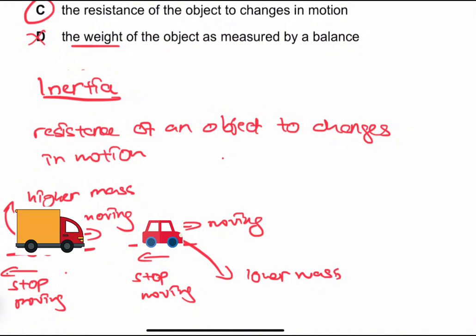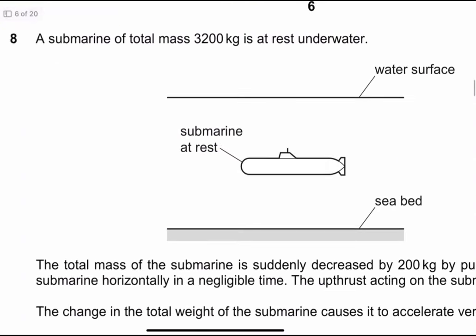So I like to think of mass as a measure of stubbornness, because inertia is just how stubborn an object is. It doesn't want to stop moving, it doesn't want to start moving. Very stubborn because it has a higher mass. And if an object has a lower mass, it can easily start moving relative to an object with a higher mass. So the resistance of an object to changes in motion becomes the mass itself.